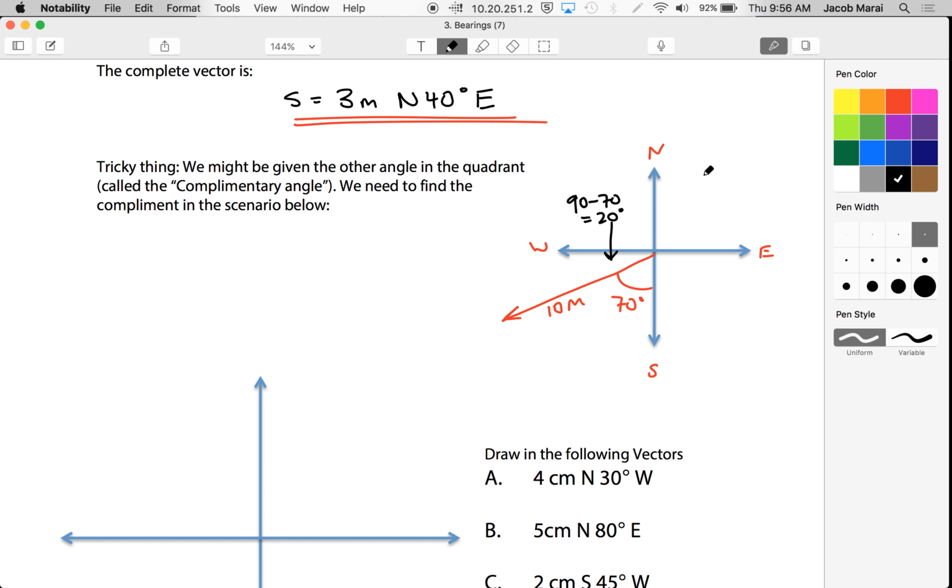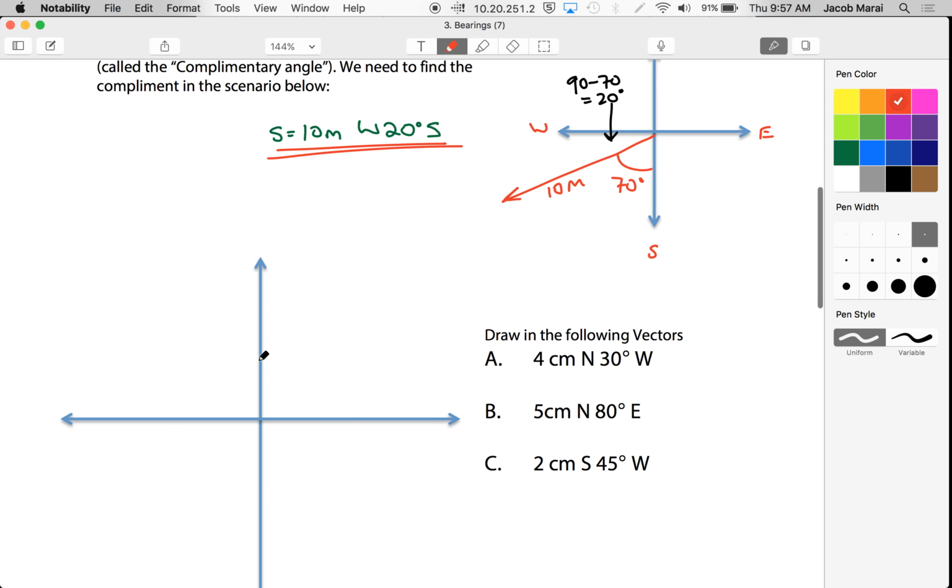That's pretty simple. If I gave you the angle that it's not, you should be able to calculate the angle that it is. Okay, so in that 90 degree wedge, 70 degrees is not, so the remaining is 20. So this guy here would be S equals 10 meters west, 20 degrees south. Okay? Easy. Yeah? All right.